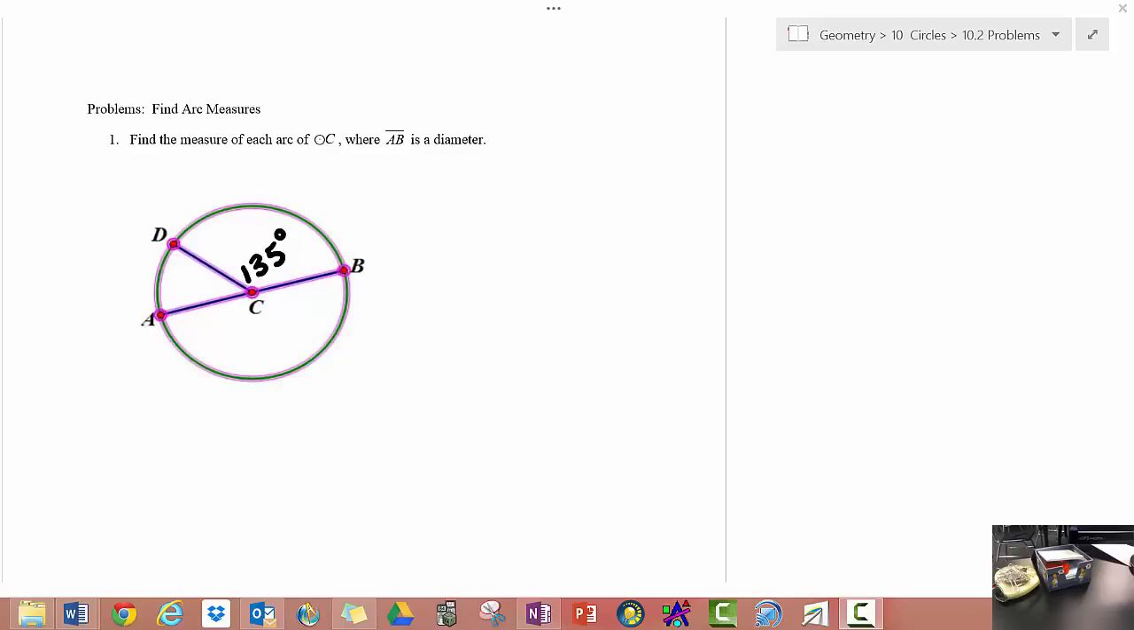where segment AB is the diameter. What you want to focus on here is that segment AB is a diameter. Okay, if it's a diameter and also it is a straight segment, ask yourself what the measure of angle ACB is, or what is the measure of the angle that is at vertex C.